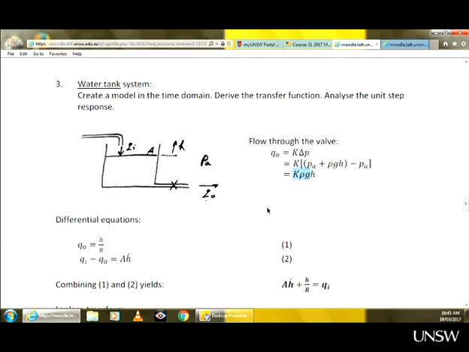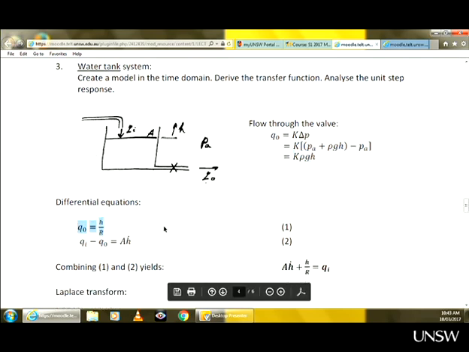Since these three are constants, we are going to replace them with 1 over R, so with only one letter. And why do we use R? Because that resembles resistance in an electrical system. So it is easier to compare two systems that are completely different, electrical and fluid. So we can say eventually that Qo equals h over R. So that is our first equation.